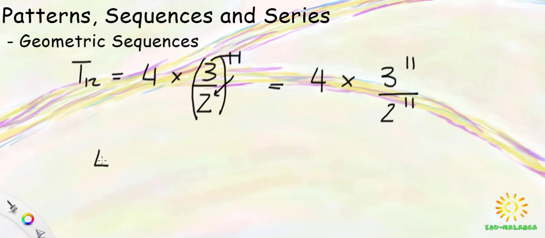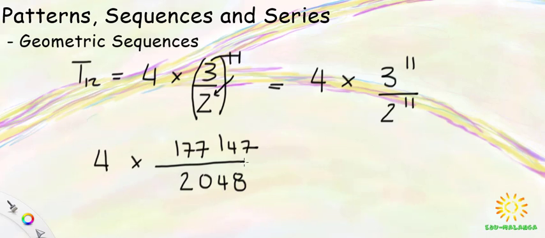3 to the power of 11 is equal to 177,147, and 2 to the power of 11 is equal to 2048. So this is our expression. Let's simplify it. I'm pretty sure that 4 will go into 2048. So let's then divide by 4. 2048 divided by 4 is equal to 512.